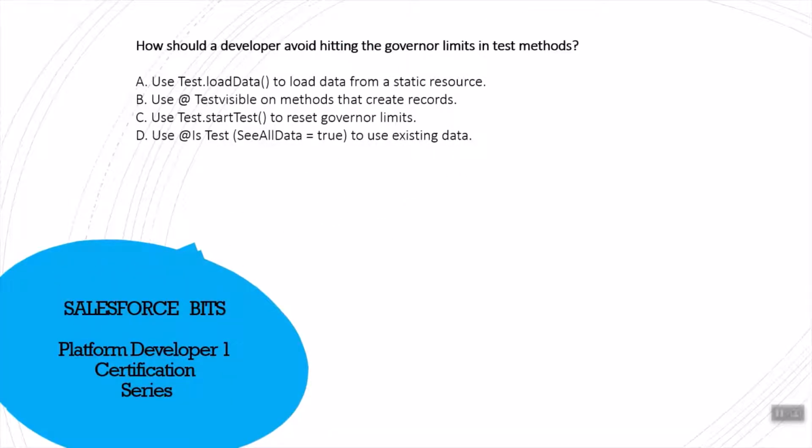How should a developer avoid hitting the governor limits in the test method? I think this is a simple question. First, test load, test visible and is test all data true. They are not ready to go limits, but C, Test.startTest to reset the governor limits, because every time when you use Test.startTest and do some DML operation within this startTest and stopTest, there will be a new set of governor limits applying to that. So the correct answer is C.